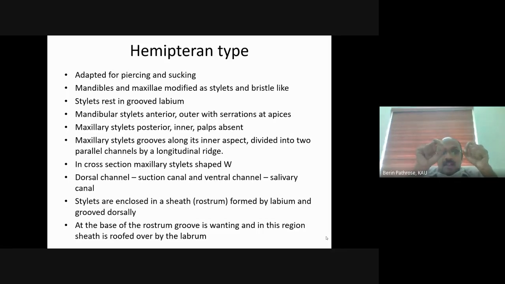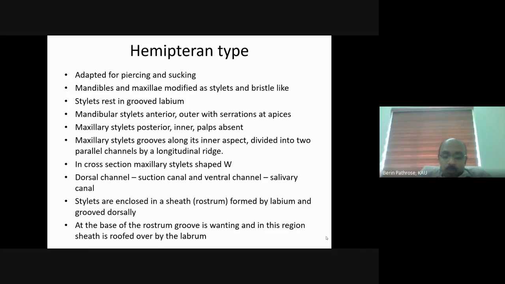And the labrum will be there. I will discuss the labrum later. We have a pair of mandibular stylets, because mandibles in insects are in a pair, that means two mandibles. Both the mandibles will be modified into stylets, and these mandibular stylets will be anterior, because after the labrum come the mandibles. Posterior to the mandibular stylets we have a pair of maxillary stylets.